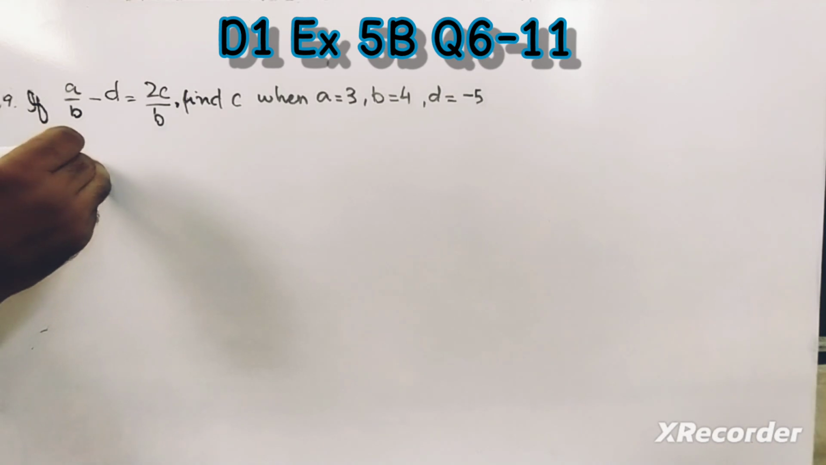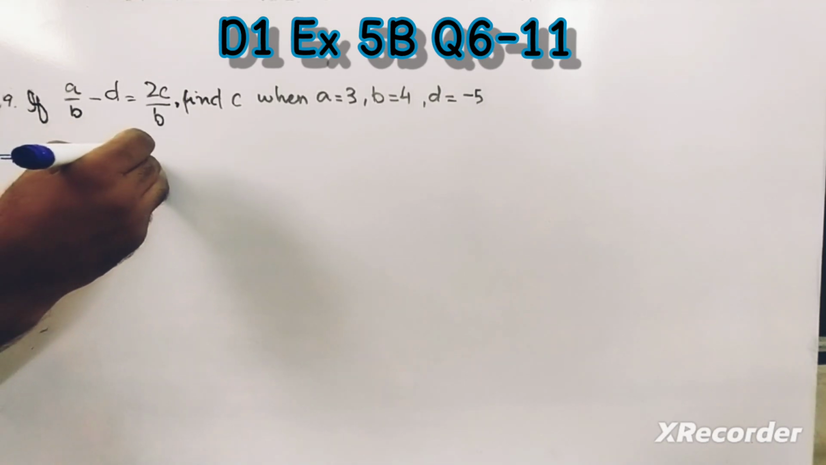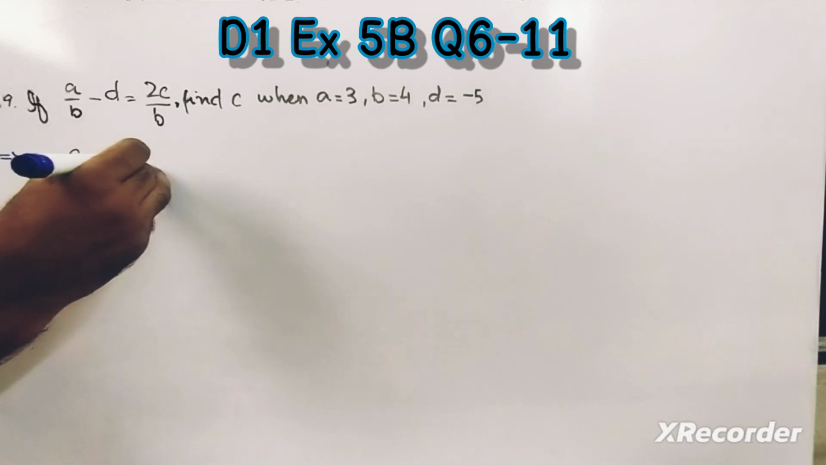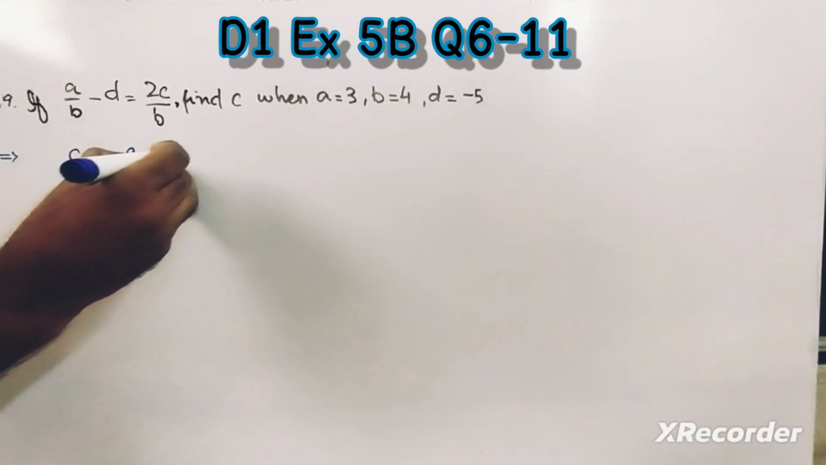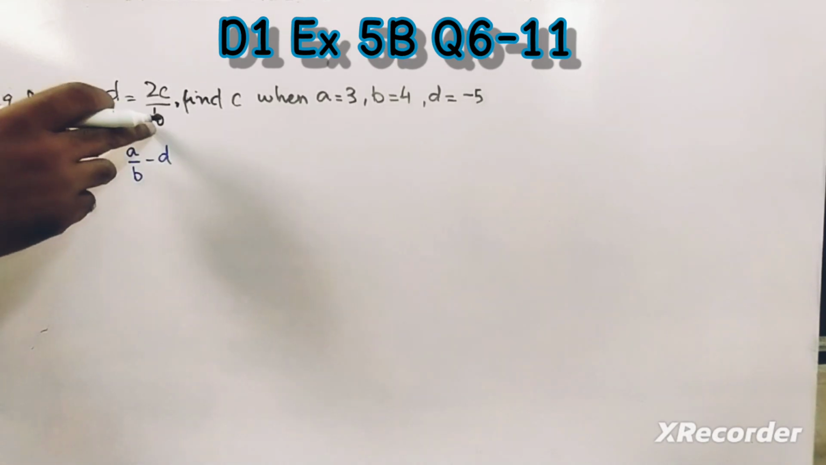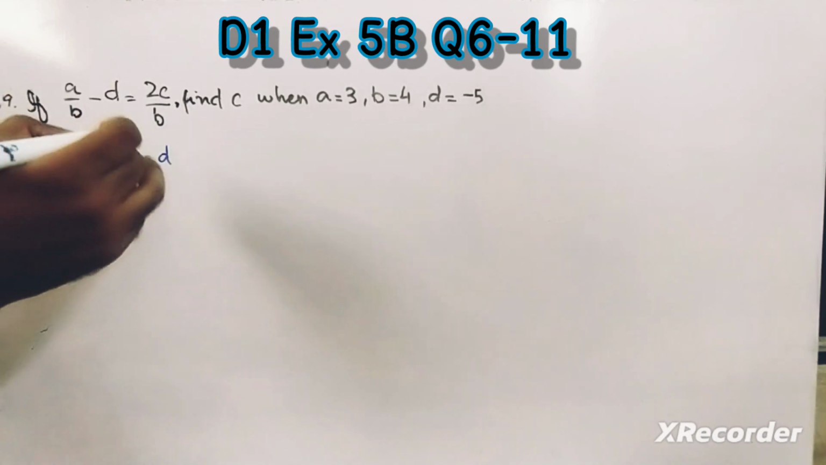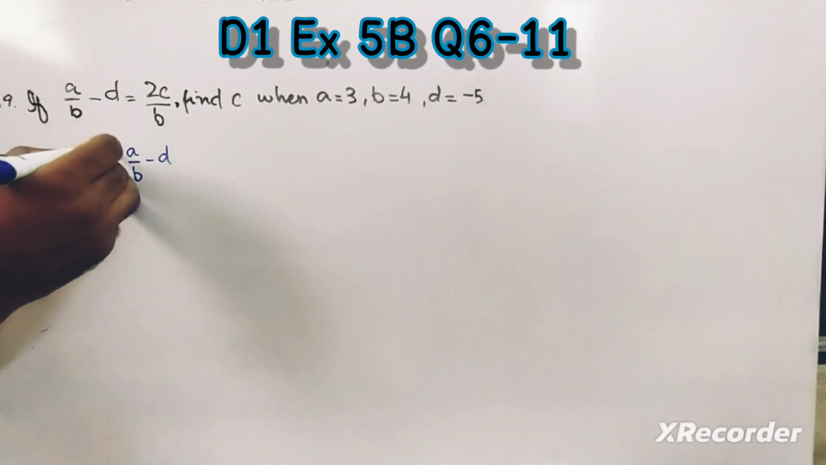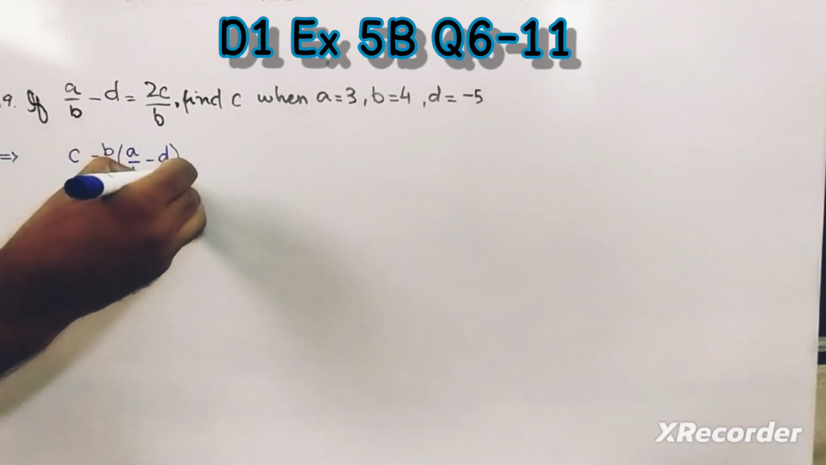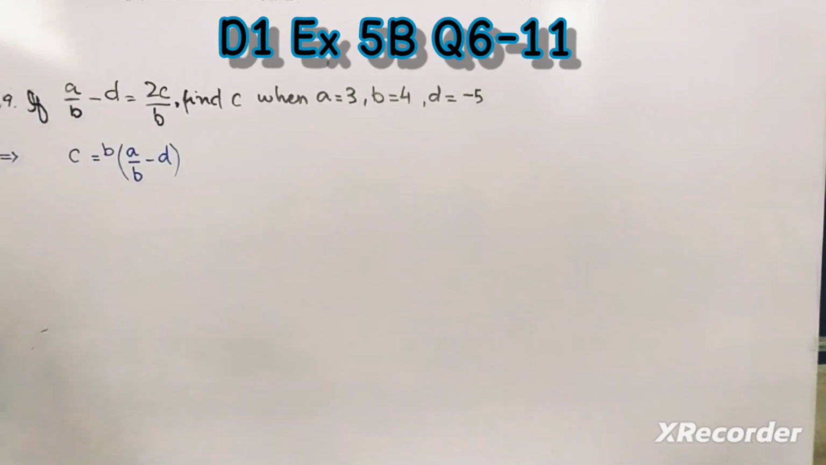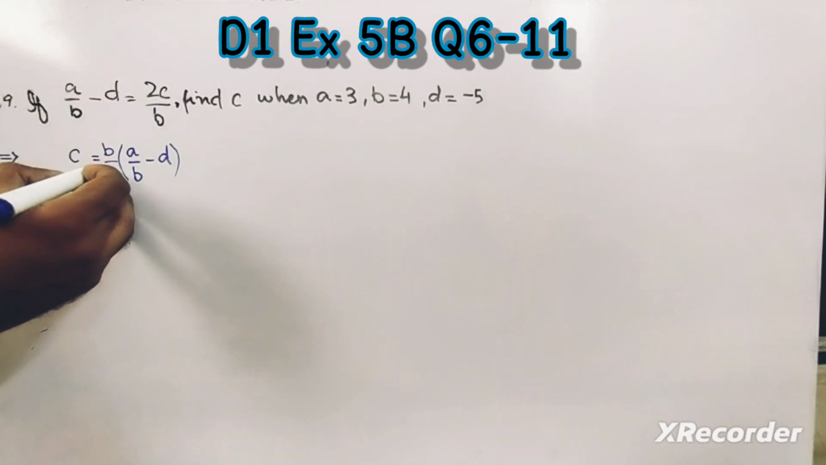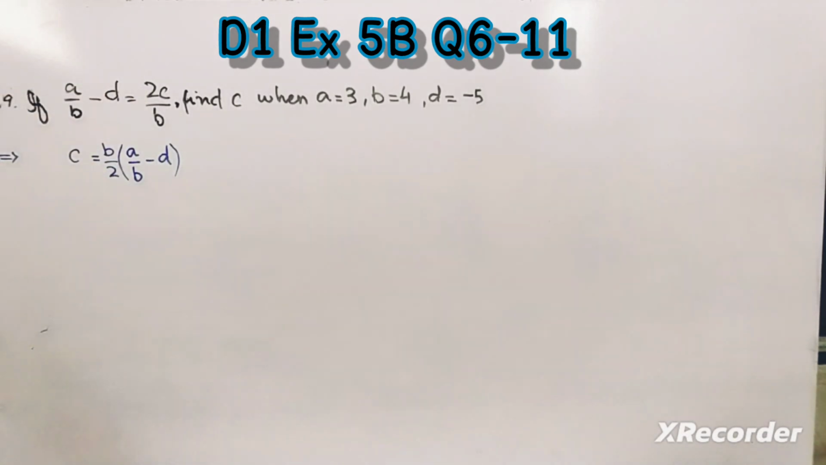So C can be written as A upon B minus D. This B is divided by 2C, so when it comes to this, it can multiply like that, and this 2 will become like that. So C is equal to B upon 2 bracket A minus B minus A upon B minus D.